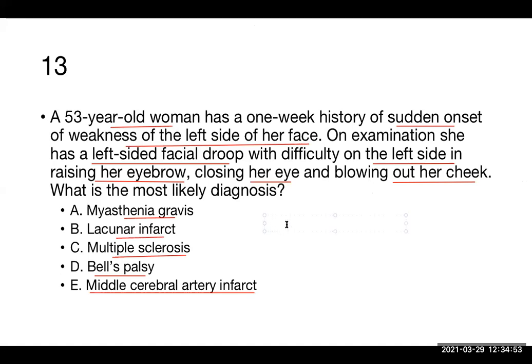So what is the difference between UMN involvement of the face and LMN involvement of the face? Anybody? Yes, sir. Yes, Eunice?